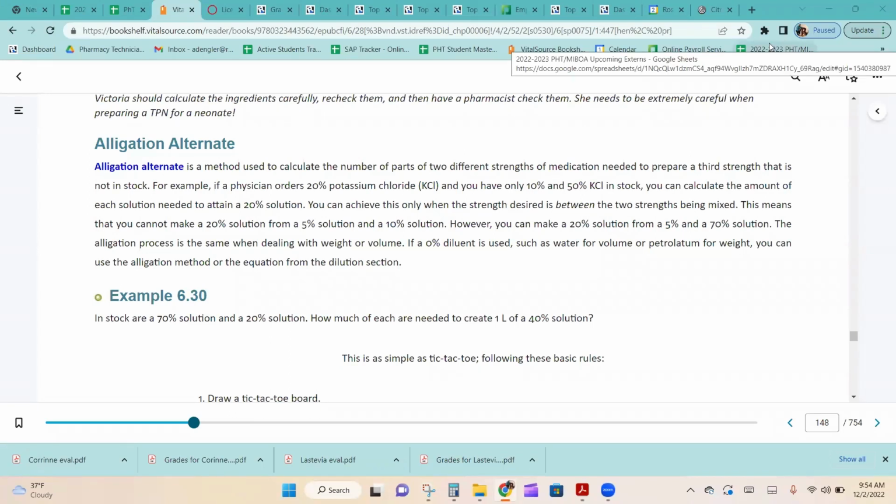Alligation alternate is a method used to calculate the number of parts of two different strengths of medication needed to prepare a third strength that is not in stock. For example, if a physician orders 20% potassium chloride and you only have 10 and 50% in stock, you can calculate the amount of each solution needed to attain a 20% solution. You can achieve this only when the strength desired is between the two strengths being mixed. This means that you cannot make a 20% solution from a 5% and a 10% solution. However, you can make a 20% solution from a 5% and 70% solution.